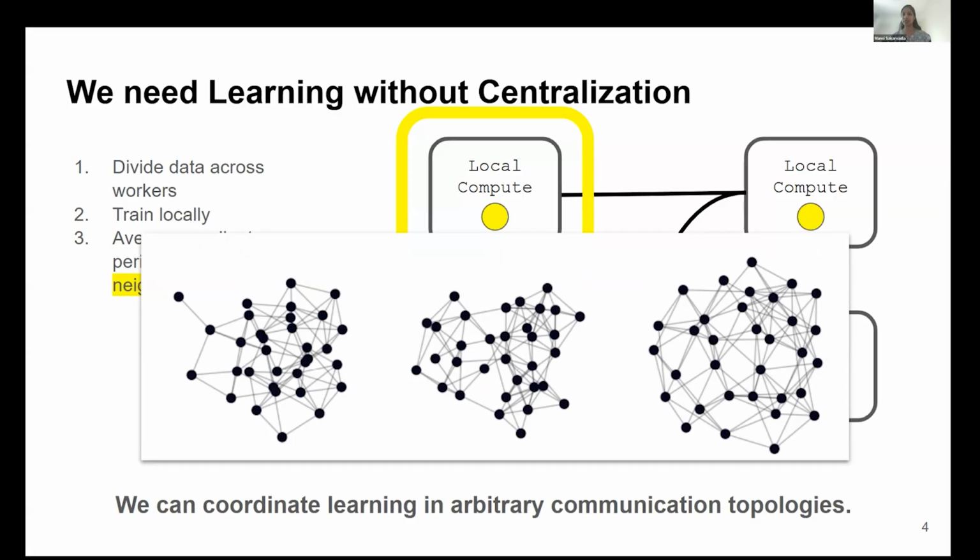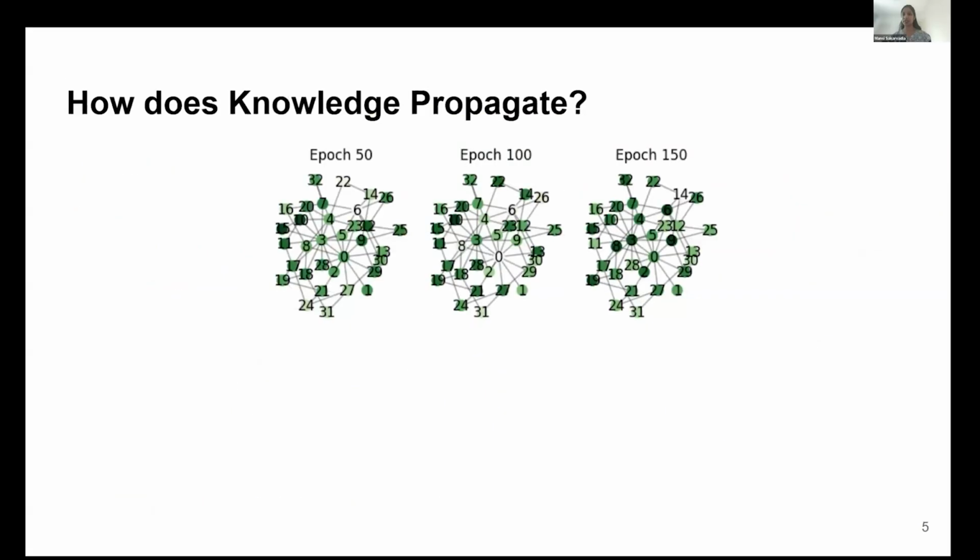So practically, how does this algorithm fare in terms of learning performance? Well, on the screen, we have a result where we have distributed MNIST across 33 different nodes in a topology. Each circle represents a node and each line represents a communication channel.